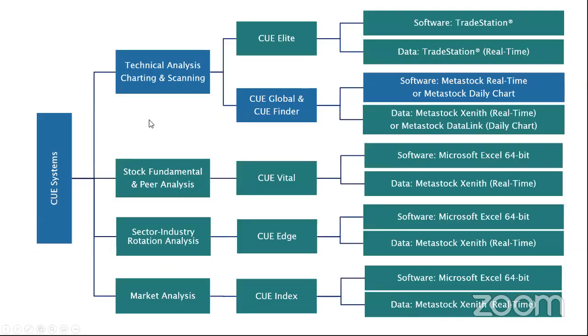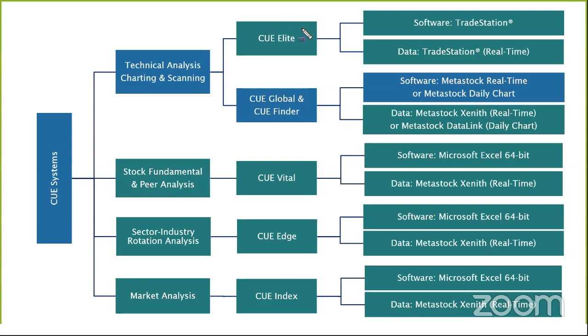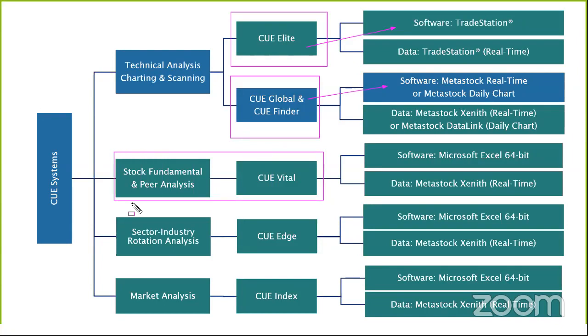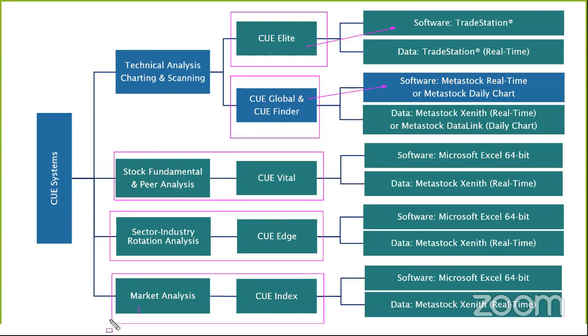This is a live session. I have not prepared for it. I'll analyze the market along with other Q trader friends using the technical systems Q Elite and Q Global. Q Elite runs on TradeStation, Q Global runs on Metastock. For fundamental analysis, I use Q Vital. For sector industry rotation analysis, Q Edge. And sometimes for market level index analysis, I use Q Index. That was the last slide of the presentation. I'll now continue with the live system.